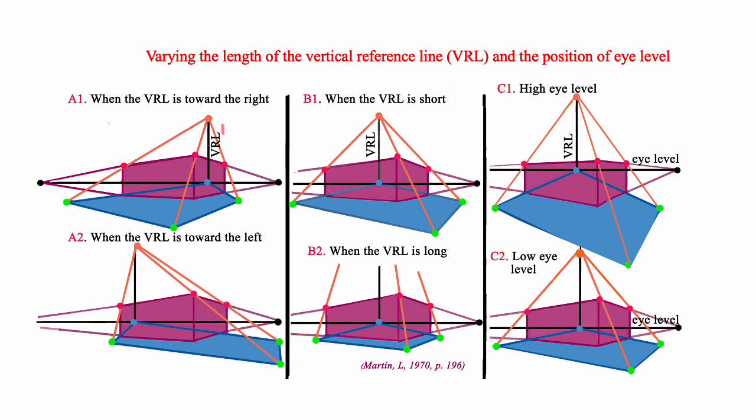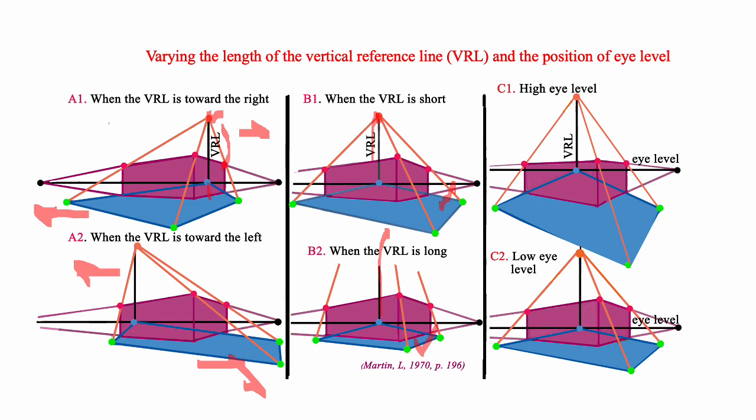Let's vary the position of the vertical reference line and see what happens to the shadow. It connects, remember, the light with the shadow vanishing point. So if we move it to the right, then the shadow goes to the left. And if we move it to the left, the shadow goes to the right. Now, if the light is low on the horizon like sunset, then the shadow is long. But if the sun is nearly overhead, then the shadow is short.